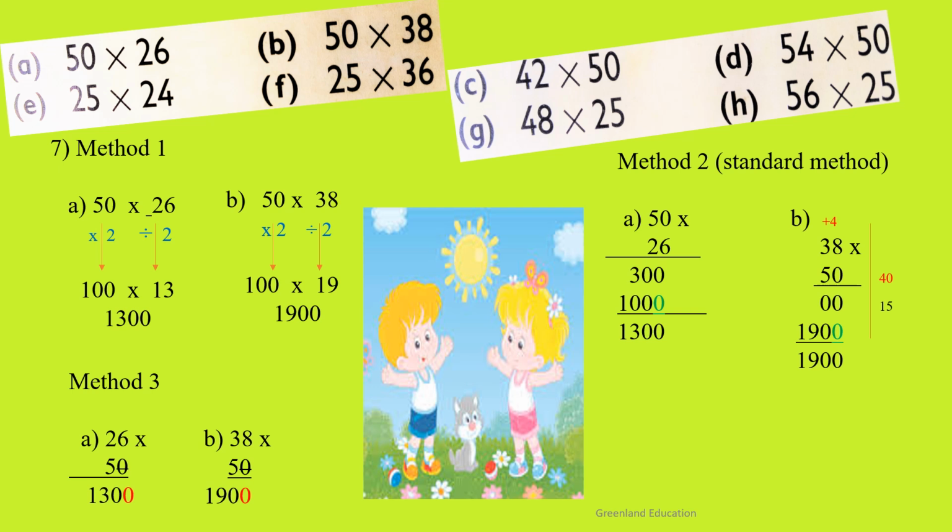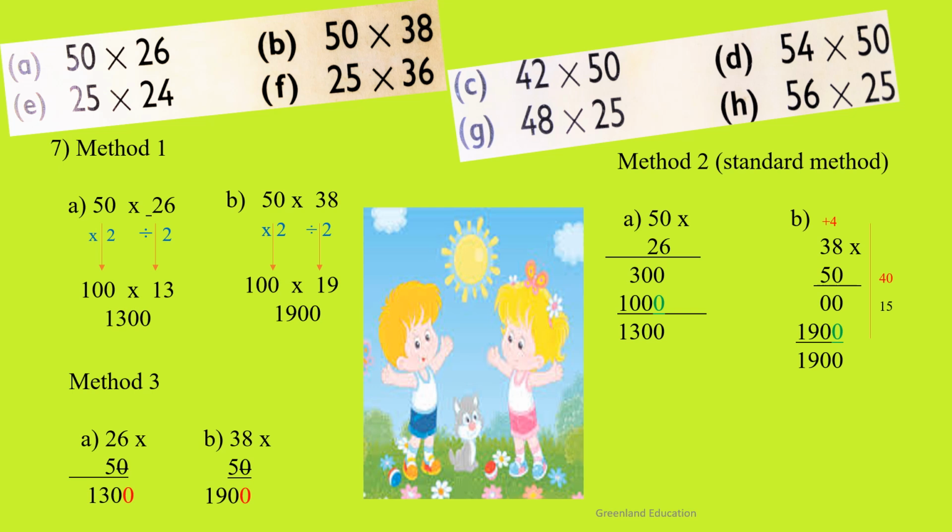50 you should multiply by 26. Children, in the first method, 50 we are multiplying by 2. We are doubling it. When you double it, you have to multiply it by 2. 50 multiplied by 2, 100.